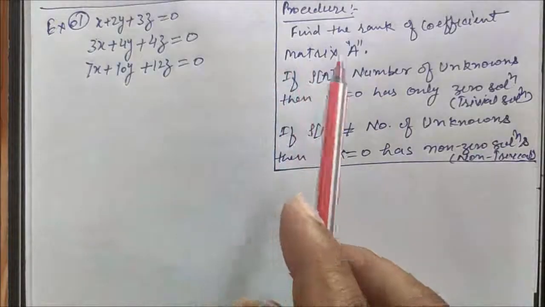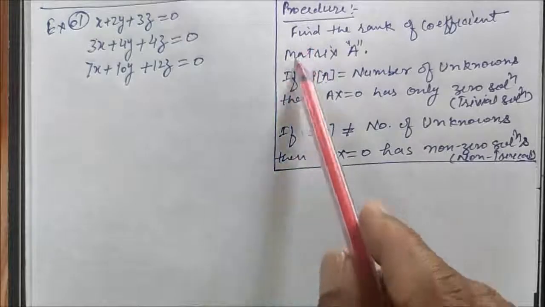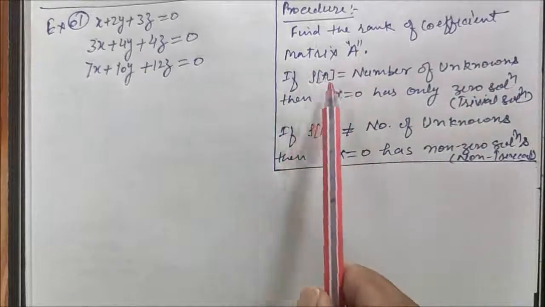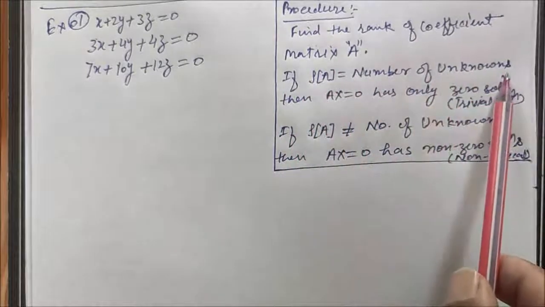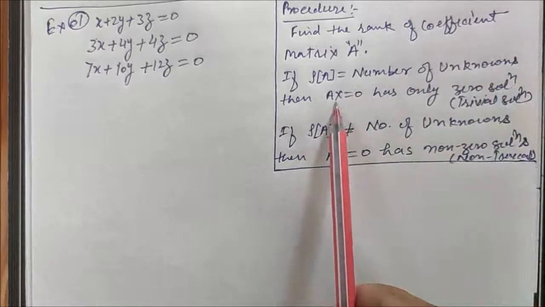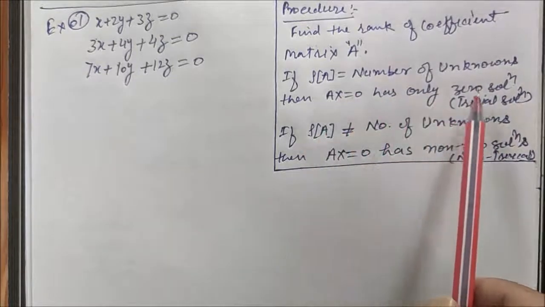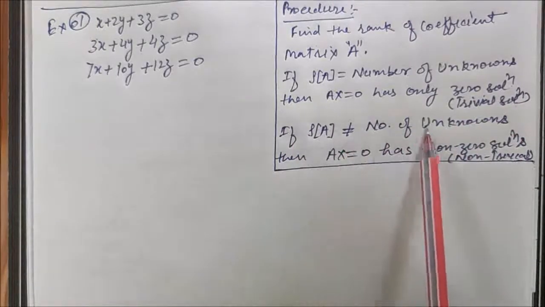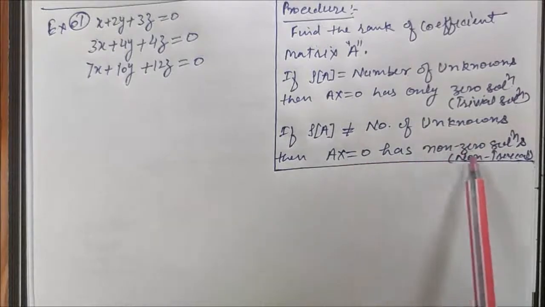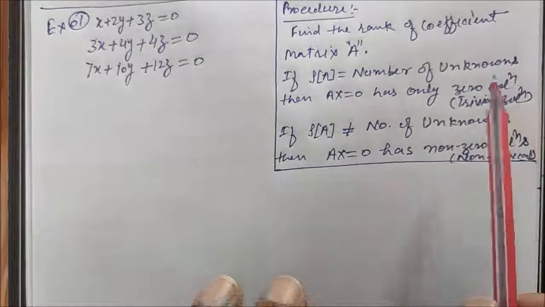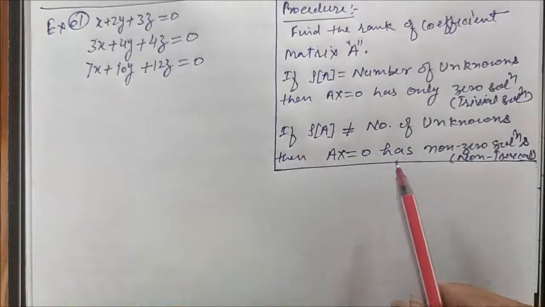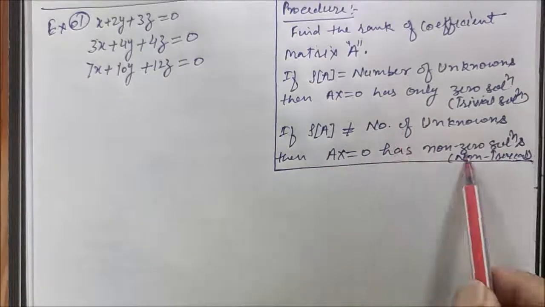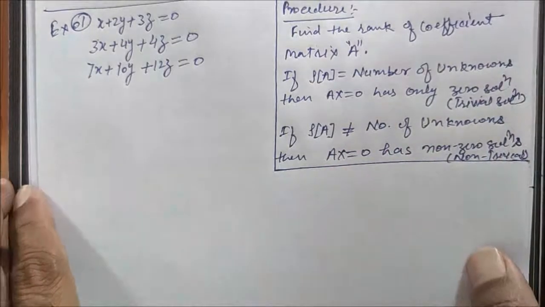What is the procedure to handle a homogeneous linear equation? First find the rank of the coefficient matrix A. If rank of A is equal to the number of unknowns or variables, then the homogeneous equations have only the zero solution, that is the trivial solution. If rank of A is not equal to the number of unknowns, then AX = 0 has non-zero solutions, that is non-trivial solutions. Now remember one thing: zero is always a solution, and it is also a solution in the case when there are non-zero solutions. So now let us have an example.